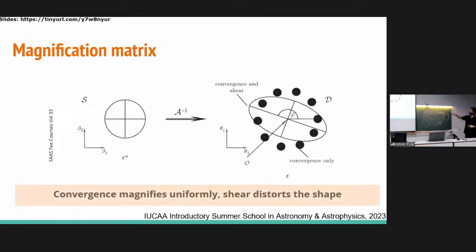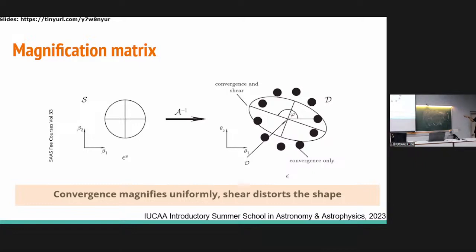So if your source is a circle like this, you apply this transformation, you go to the image plane. If you had only the first component, and there are small dots on this particular source circle, then they will just go like this. They will remain a circle, but it will be magnified or demagnified. It could go in either direction.